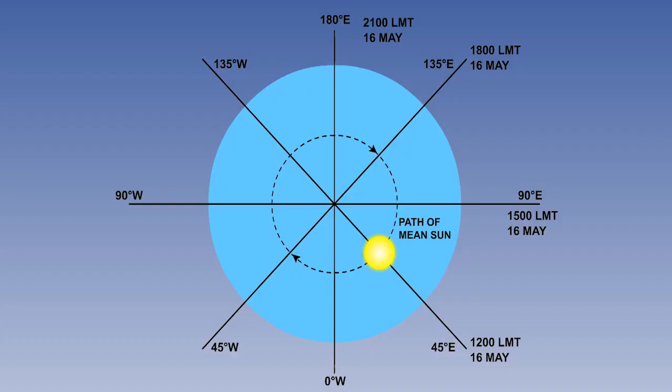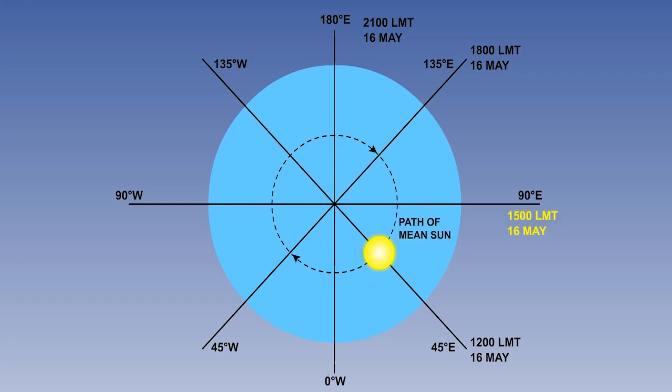We can therefore convert LMT at one longitude to LMT at another simply by the longitude to time conversion of 15 degrees per hour. Here we see local mean times at various longitudes going eastwards as far as the Greenwich antimeridian. We'll assume that the date at 45 east is the 16th of May. The Earth is at the centre of the diagram.